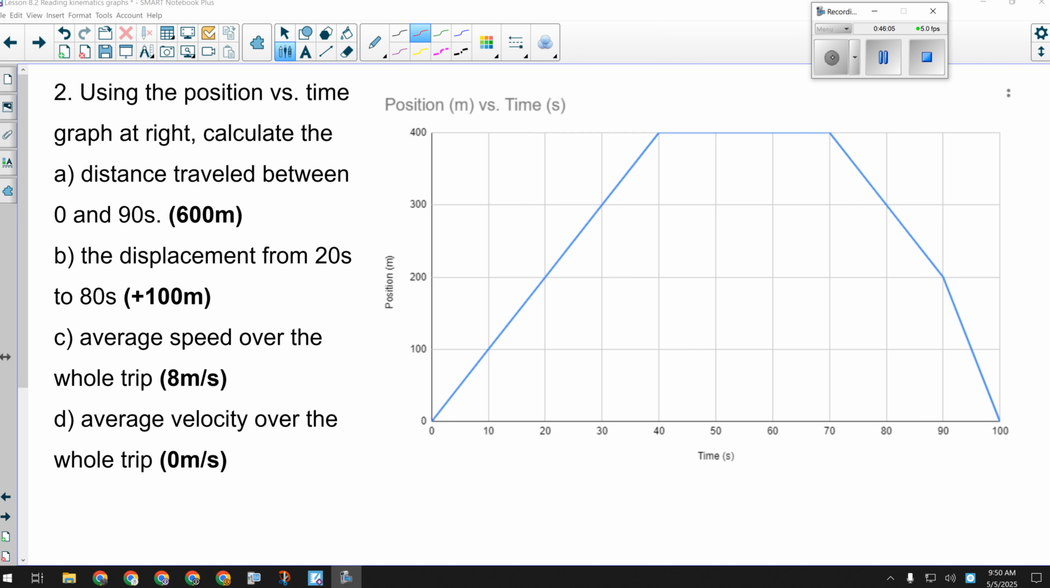So part A wants us to calculate the total distance traveled. For this one, that's scalar. Direction doesn't matter. I have to do this one section by section. So in this first section here, we go from 0 to 400 meters. How far is that? 400 meters, yeah, it wasn't a trick. Then for this section here, how far does it go?